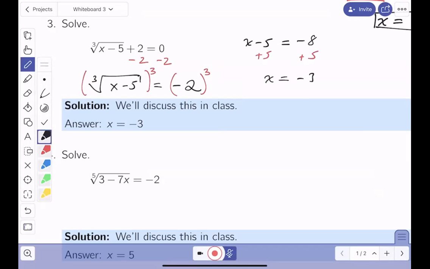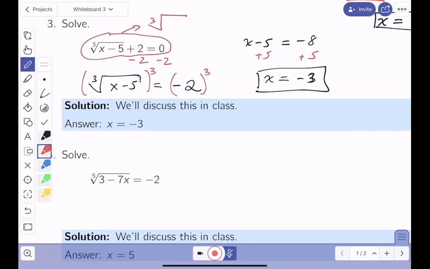Again, this might be premature, but I'm going to put a box on this, but I do want to check it. Where do you check it? Over here. If I check minus 3, what do you get? I get the cube root of minus 3 minus 5, which is minus 8, plus 2. And you should do simple cube roots. Now it would be minus 2, and minus 2 plus 2 does give me 0. So it does check out. Also, the answer key says it checks out. All right, let's do the next one.